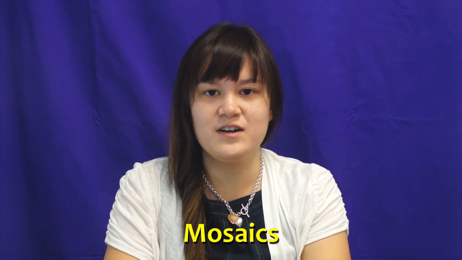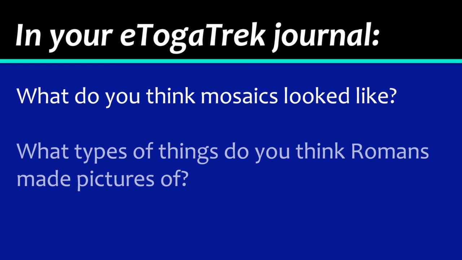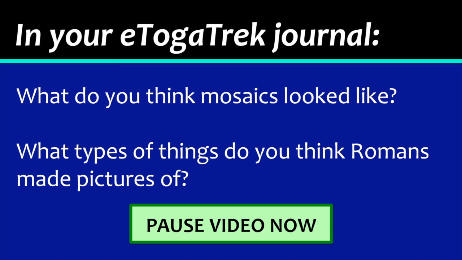Gratias tibi ago, Magister Jefferson. So, today we'll be talking about mosaics, one of the most common forms of art in ancient Rome. It's time for some brainstorming, so get out your eTogaTrek journal. Think about what you already know about mosaics in ancient Rome. What do mosaics look like? And what types of things do you think Romans made pictures of? Take a minute to write down your ideas in your eTogaTrek journal. Pause the video now to write down your ideas.